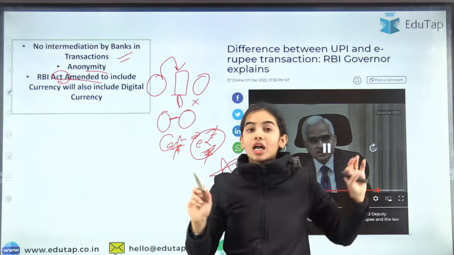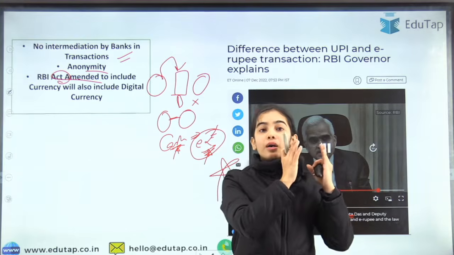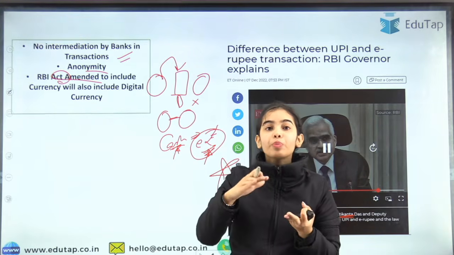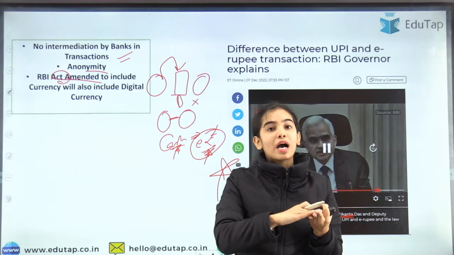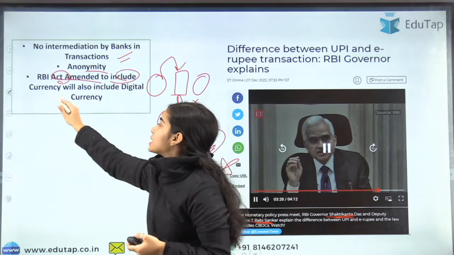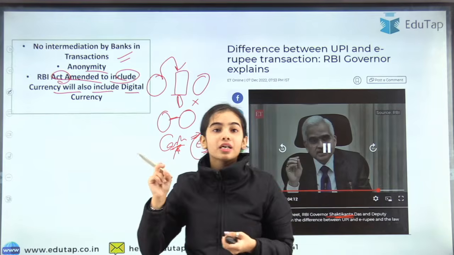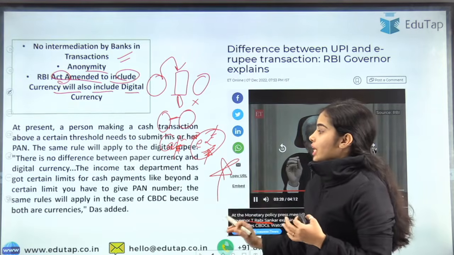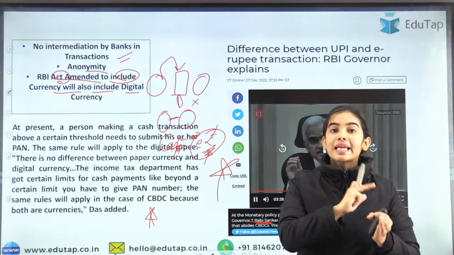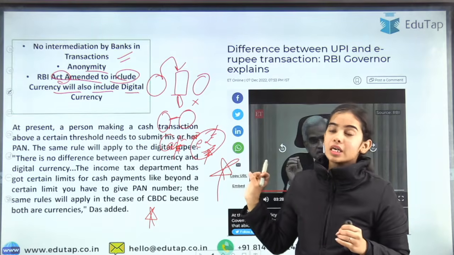RBI Act amended. So the RBI's governor said that the RBI Act has been amended to provide the legal backing to the e-Rupee. Like I said, the e-Rupee is backed by who? It is backed by the Reserve Bank of India. It needs no other backing. So the RBI Act was amended to include that the currency will also include digital currency. So the currency will also be in the digital form now. The RBI's governor has said that all the functions that the cash is providing, all the features that the cash has, we will have the same features, same functions, everything similar in the digital rupee also.